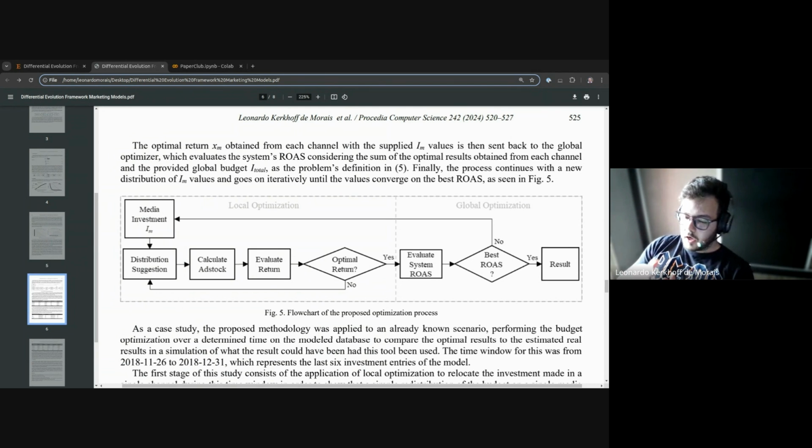And basically, I removed the last 6 entries of that database. So we evaluated the result with these last six weeks of data. What would be the result of these original 6 weeks of data? And then I took off these last 6 weeks of data and let the algorithm work, let it propose a new distribution for that time, and evaluate again what would be the result if we had done what the algorithm proposed. So like a what-if solution.